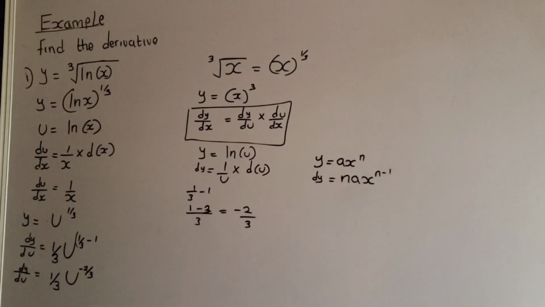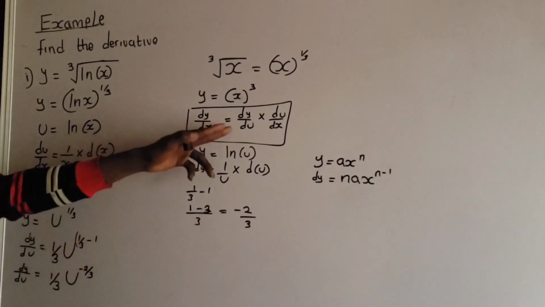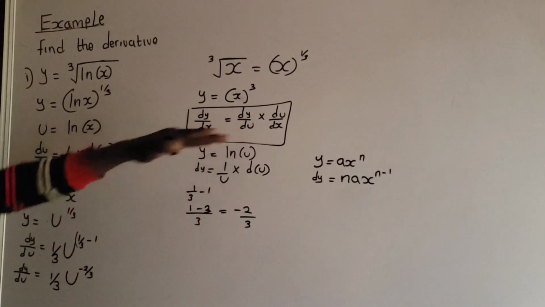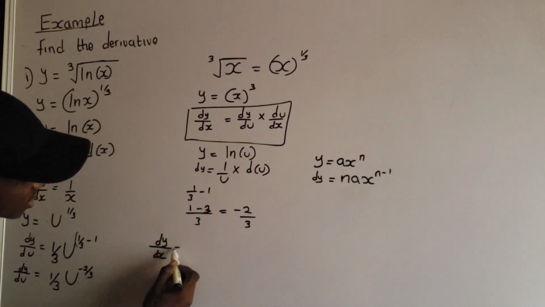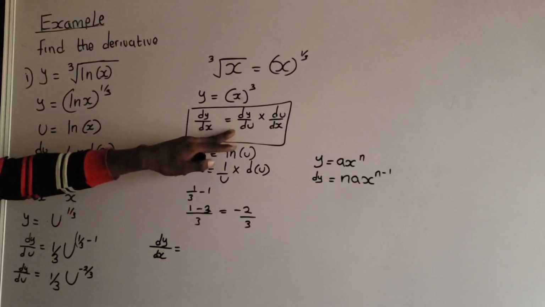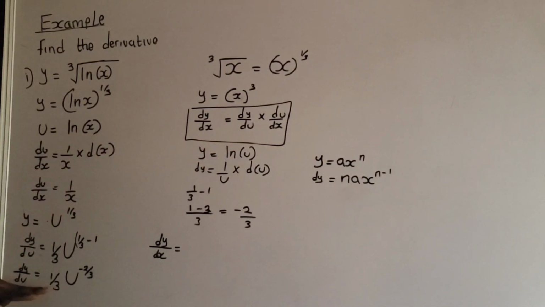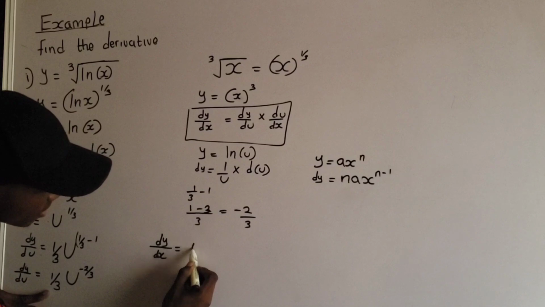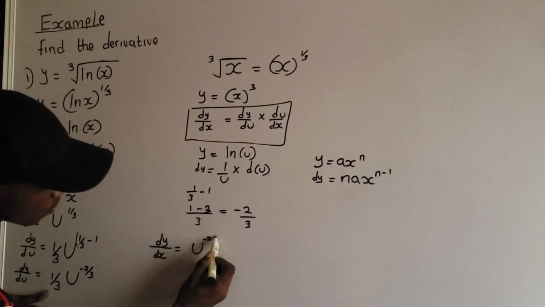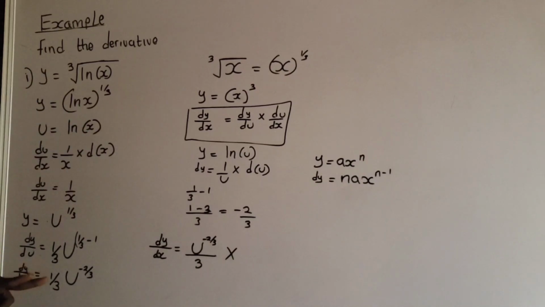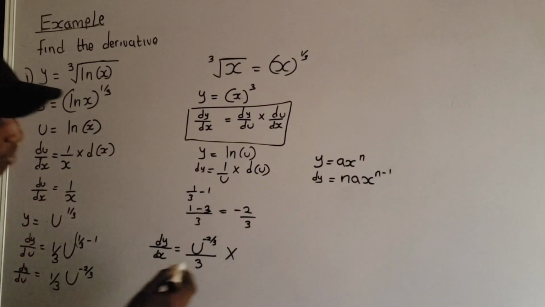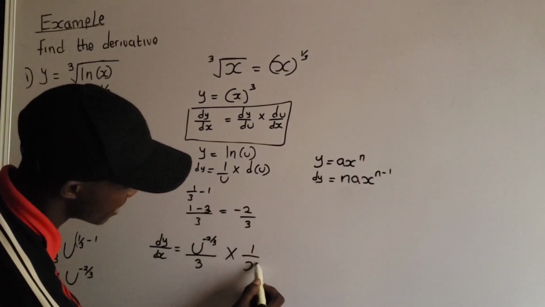You understand? Now I have gotten dy over du and I've gotten du over dx. So I have all the parameters that I need in this formula. So I can proceed to say dy over dx is equal to dy over du, which is 1 over 3 u raised to the power of minus 2 over 3, multiplied by du over dx. Du over dx is 1 over x. You understand?